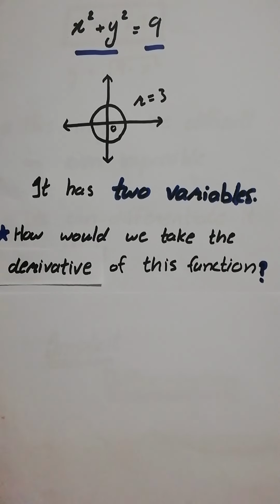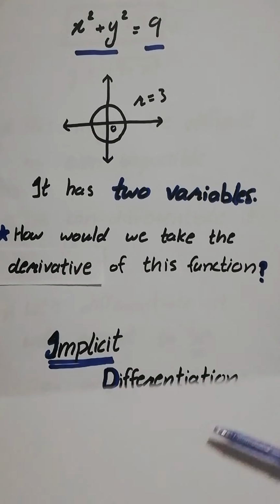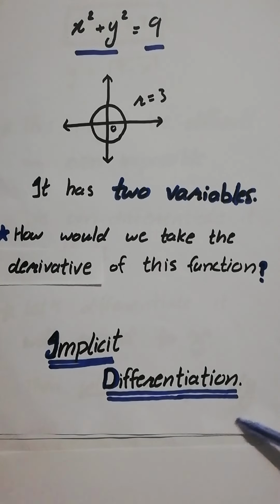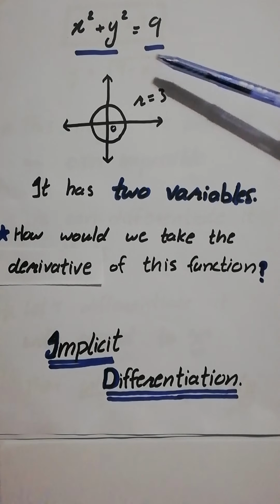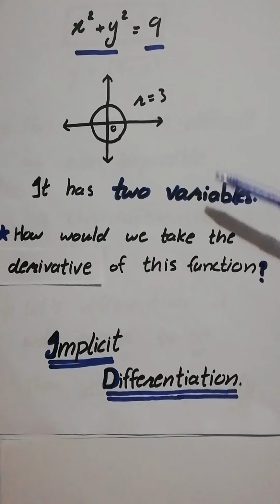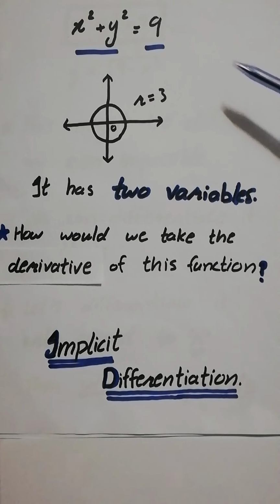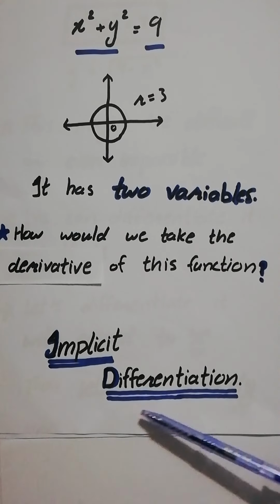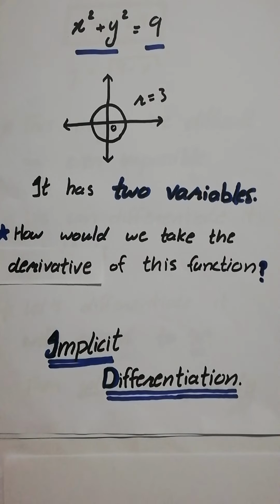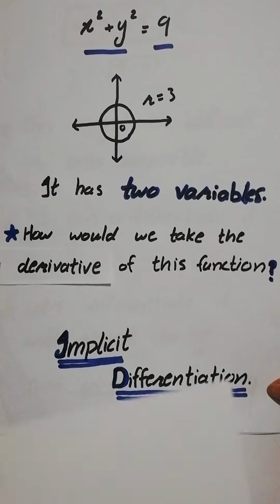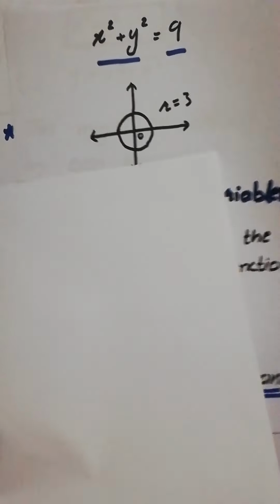In order to do this, we need to use a technique which is known as implicit differentiation. Here you can see that we have a function with two different variables, and to differentiate this kind of function we need a technique which is implicit differentiation. So let's learn this technique by taking the same example I have discussed here.